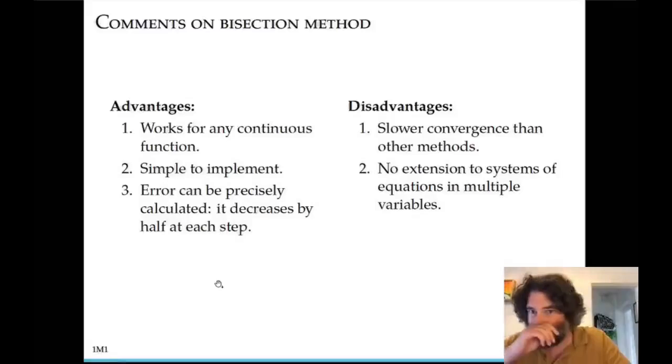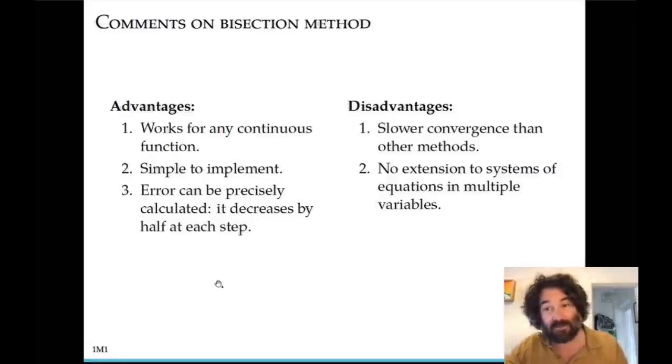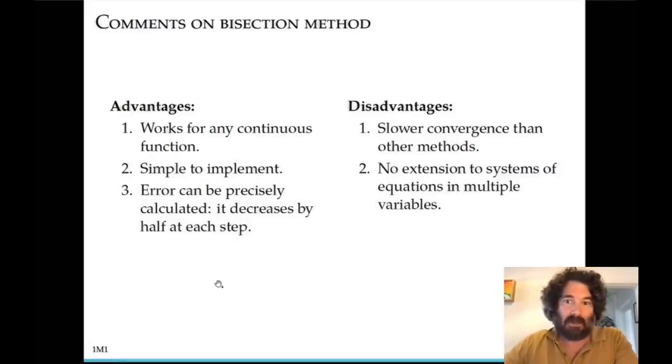And another disadvantage is that it relies on this continuity property where the function has to go through 0. So if it starts out on two sides of 0, it has to go through 0. And if it's a function of more than one variable, or maybe even a system of equations, there's not an obvious extension of this principle to that case. Whereas the Newton-Raphson method can be extended to such cases. But if you're only finding a solution of a single equation with a single unknown x, then it's very flexible and simple.